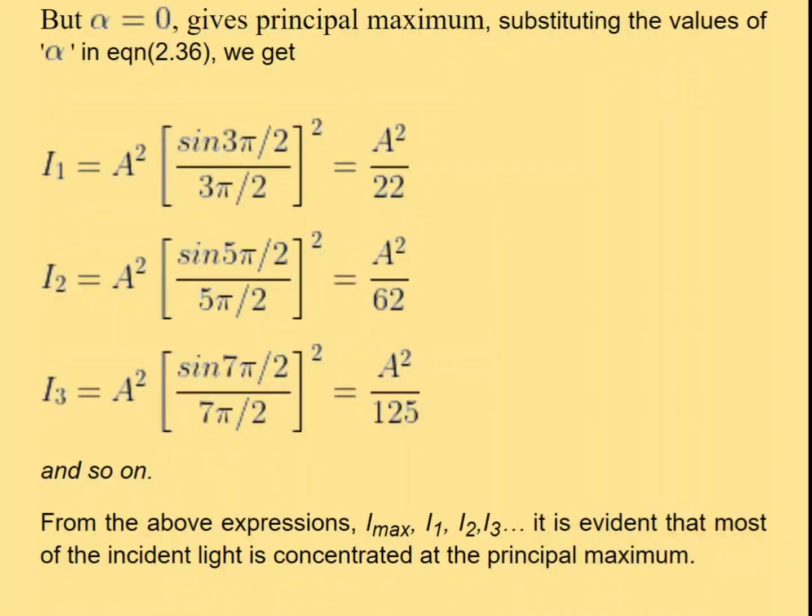It is evident that most of the incident light is concentrated at the principal maxima. That means the intensity beyond the central maxima gradually decreases, and only at the principal maxima is the intensity very high, that is, its value is A².